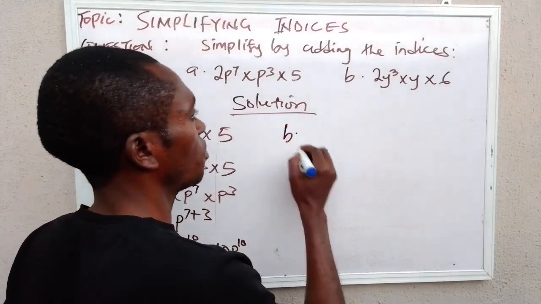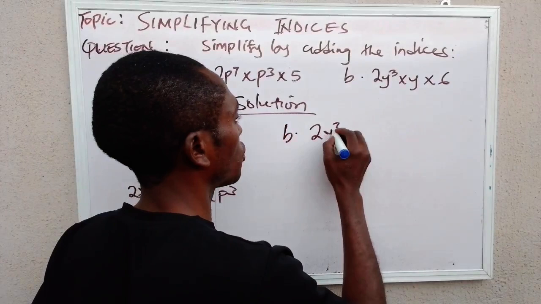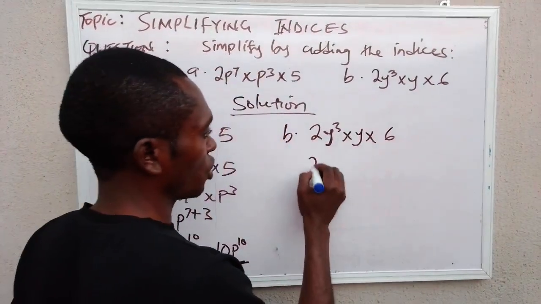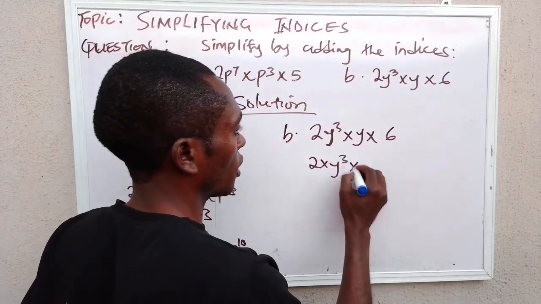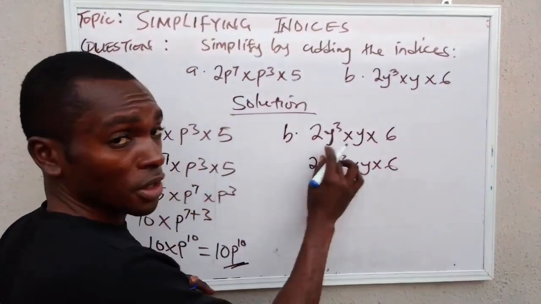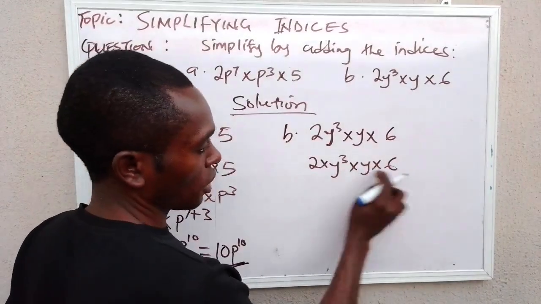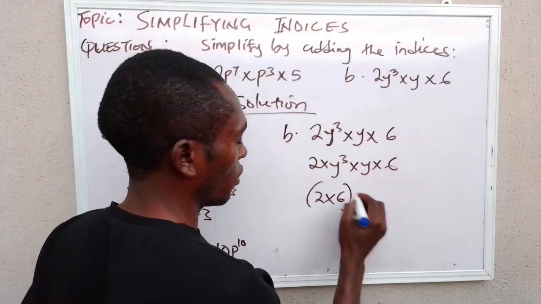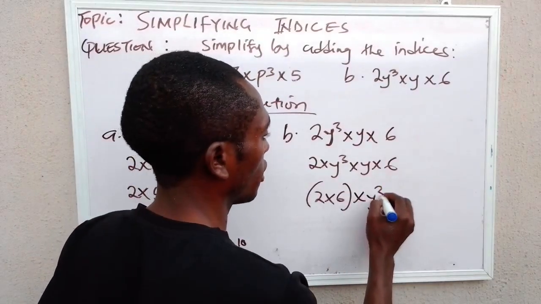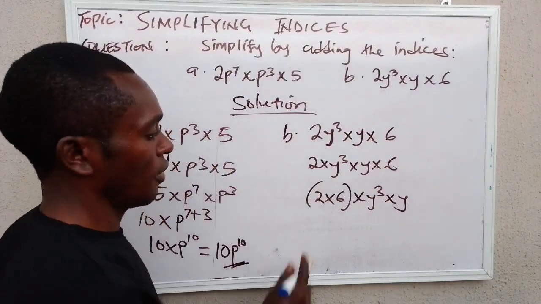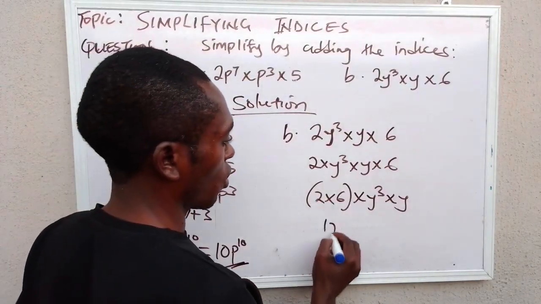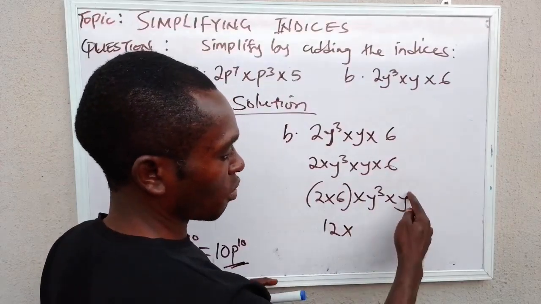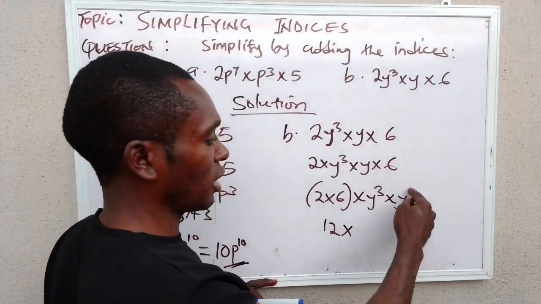We have the second one, B, 2y raised to the power of 3 times y times 6. So the same way you separate them, 2 times y^3 times y times 6. Now what you do is still pick the numbers aside, bring them to one side, multiply, collection of like terms, times y^3 times y. Now 2 times 6 is 12 times, now you have the same y. Don't forget the power of y here is 1, just one y. The power here is 1.